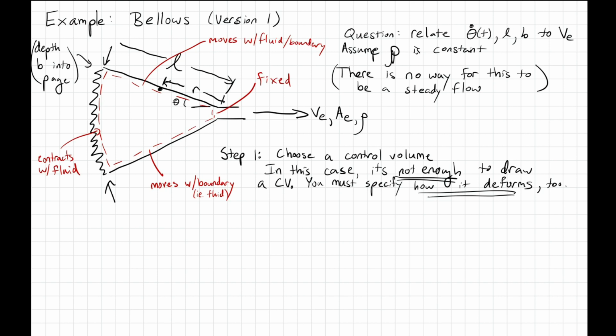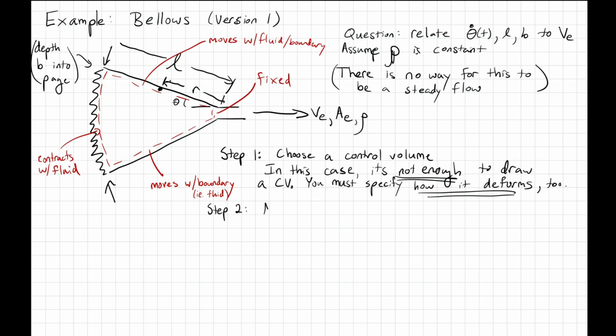Because the outlet or the exit doesn't really move, I'll just assume that the control volume is fixed in that location, and then I'll assume that on the left boundary, the control volume contracts with the fluid, or with the boundary, however you want to think about it.